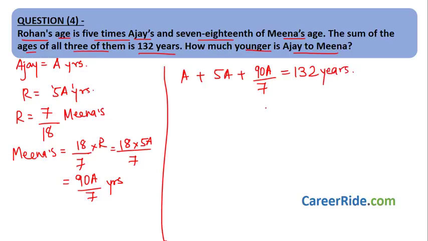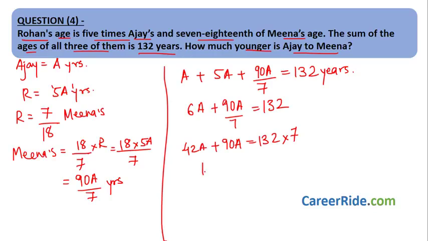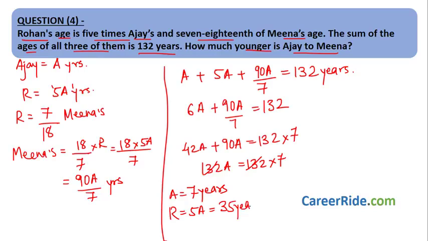So how much younger is Ajay to Meena? Let's find out. We have here 6a plus 90a by 7 equal to 132. Let's multiply by 7 throughout. You get 42a plus 90a equal to 132 into 7. Here you get 132a equal to 132 into 7. 132 gets cancelled. a, that is Ajay's age, is 7 years. Therefore, Rohan's age is 5 times a. 5 sevens are 35. So, 35 years.